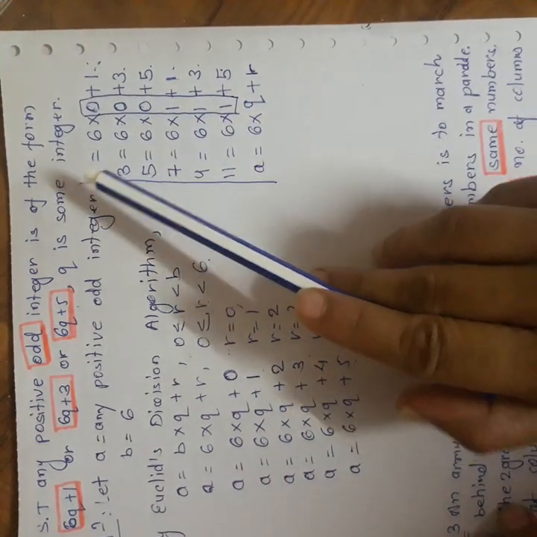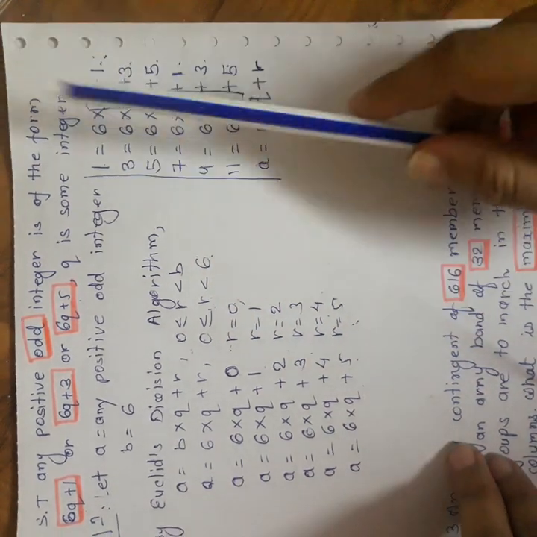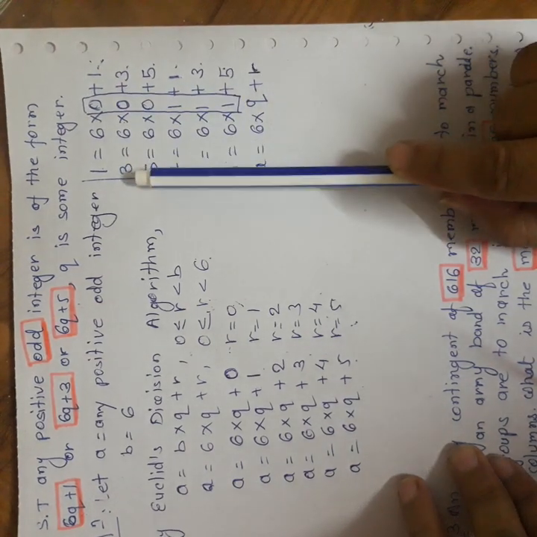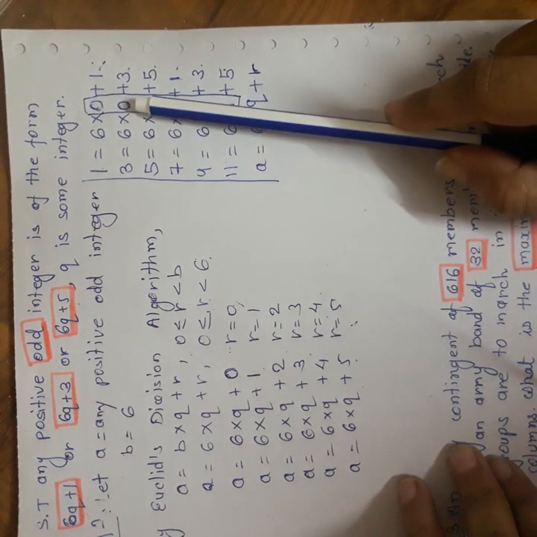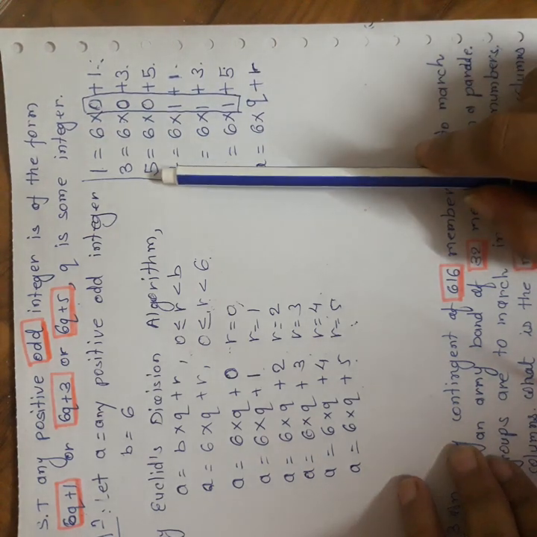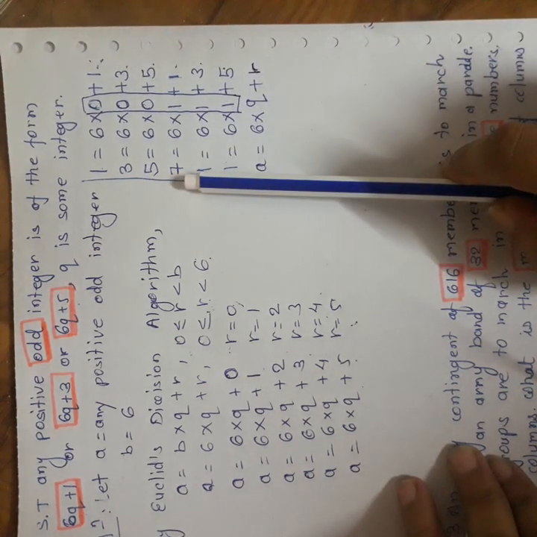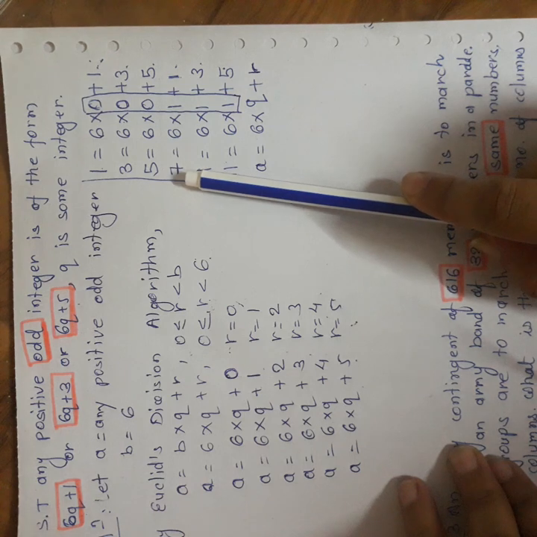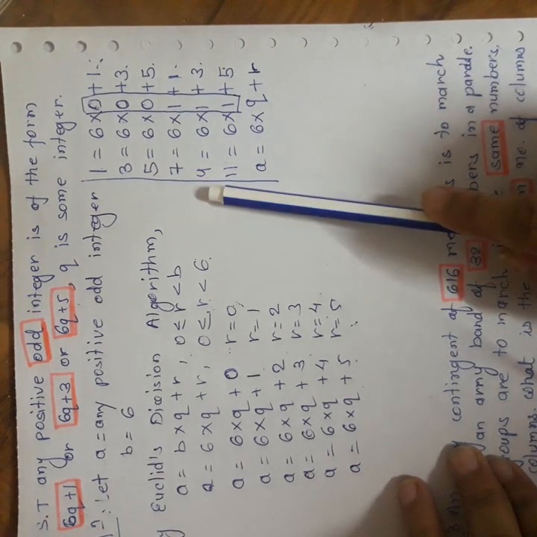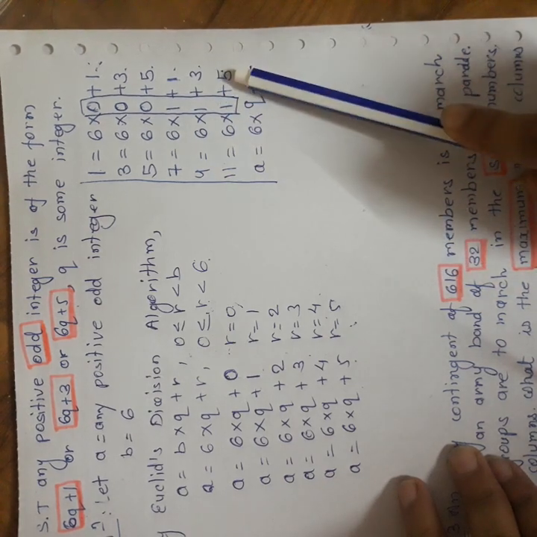So when I divide an odd positive integer by 6, what do I get as quotient and remainder? For 1, I get the quotient as 0 and the remainder as 1. When I divide 3 by 6, as you all know, the quotient is 0 and the remainder is 3. When I divide 5 by 6, the quotient is 0 and the remainder is 5. Again, in the case of 7, when I divide 7 by 6, 6 ones are 6, the remainder is 1. Naturally, for 9 also, 6 ones are 6, the remainder is 3. For 11 also, 6 ones are 6 and the remainder is 5.